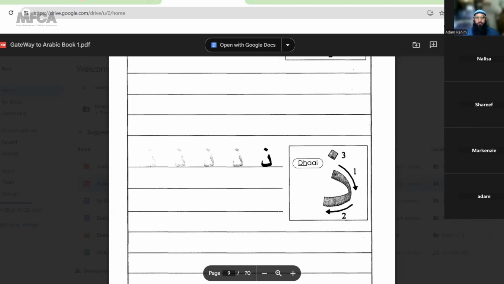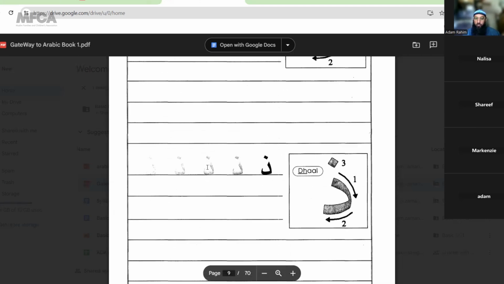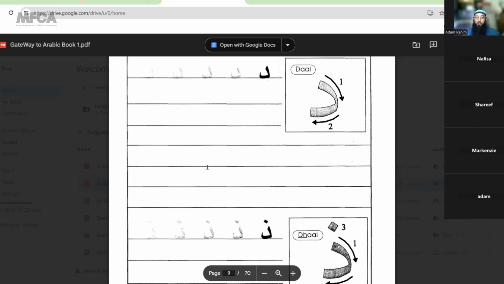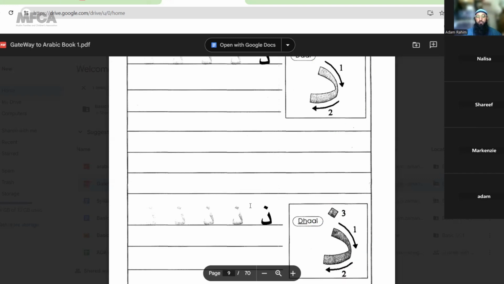Very good job, guys. So like I said, these two letters, they look very similar. The difference between them is one is free of dots, which is letter dal, and letter thal has a single dot on top. But they're written the exact same way. The difference is just the placement of the dot.